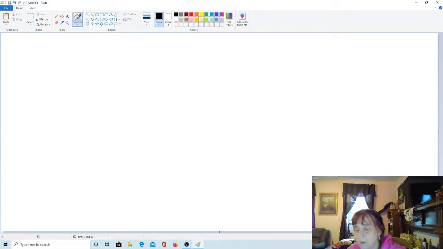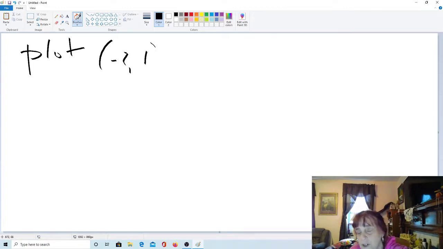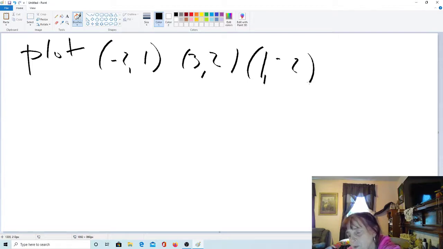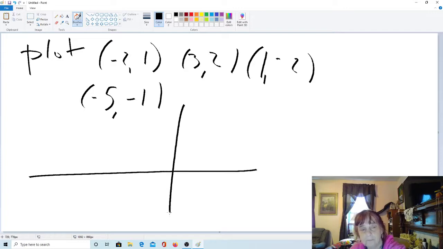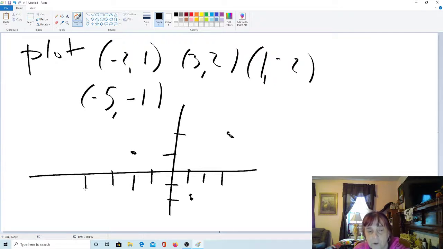Now, let's say you want to plot these points: (-2, 1), (3, 2), (1, -2), and (-5, -1). Okay, you go over 2 units to the left and up 1. And then 3 to the right and up 2. And then 1, -2, here's 1, and then down 2. And -5, -1 is here.